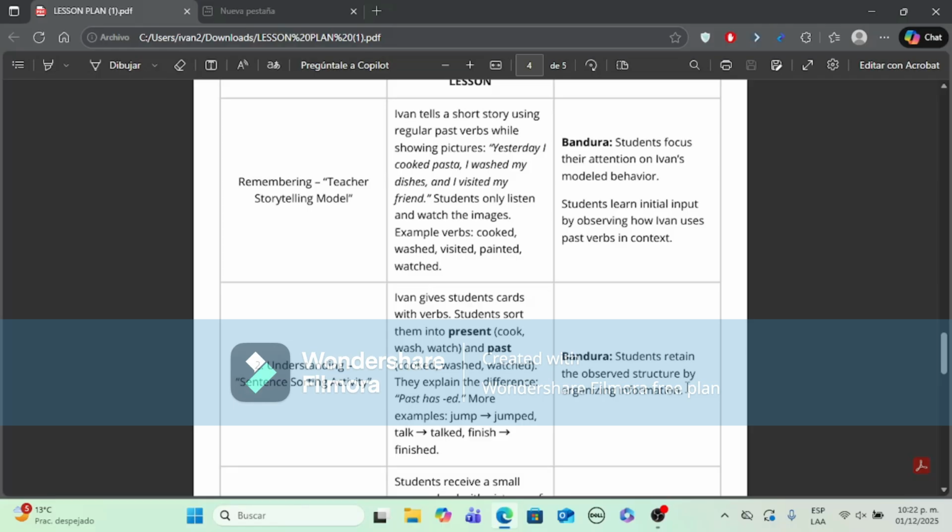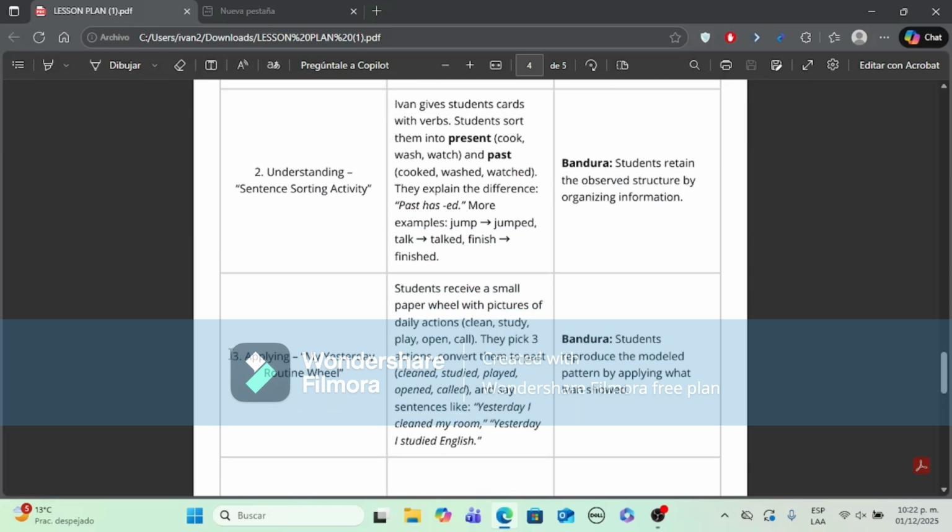Now we have step number 3, applying, my yesterday routine. Next is the Bloom's stage, applying. In this activity, each student receives a small paper wheel divided into sections. Each section contains a picture for a different action. For example, cleaning, starting, playing, opening a door, calling someone, painting, helping, walking, etc. The students choose three actions and convert them into the past tense. For example, clean, cleaned, help, helped, paint, painted.